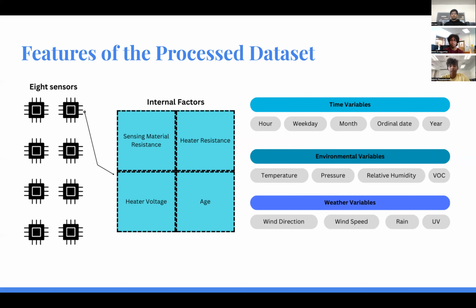And in addition to this, we also included external variables. We don't employ any quantum processes on those, but those will come into play later when we try and recombine our data into a final ppm value. And so these external values are time variables like the hour and the day of the week, environmental variables like the temperature outside and the pressure, and weather variables like the wind direction and the wind speed.